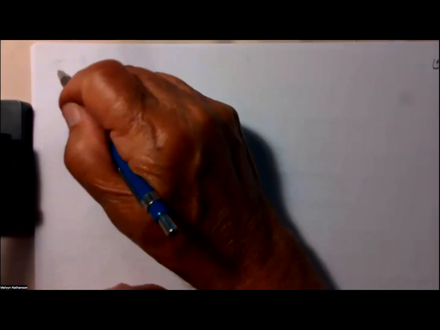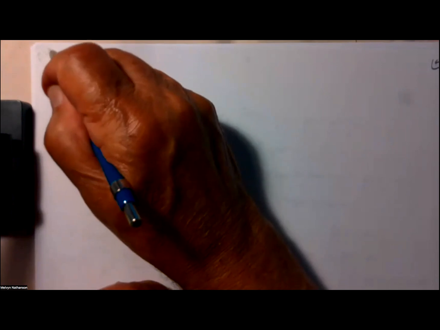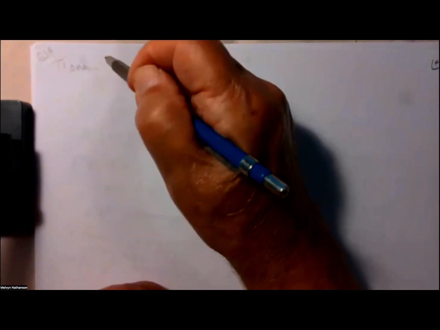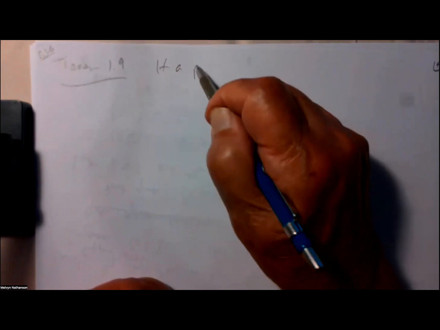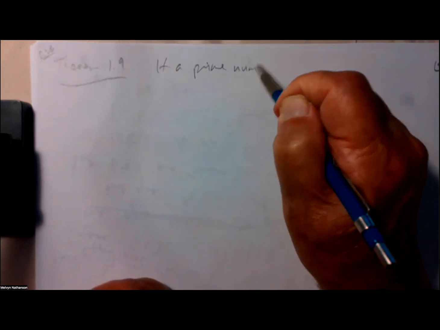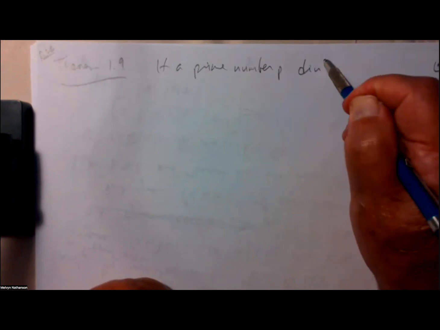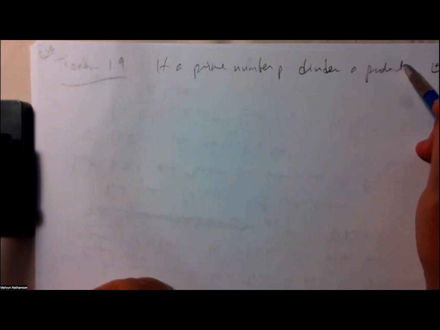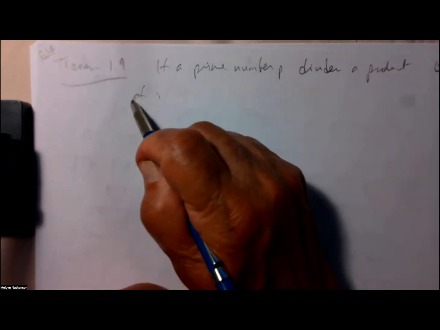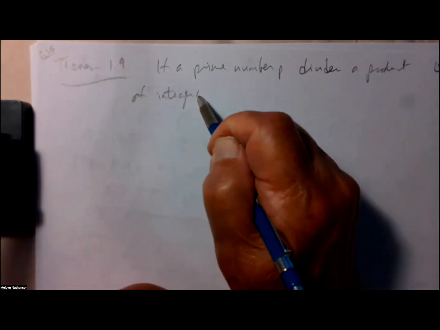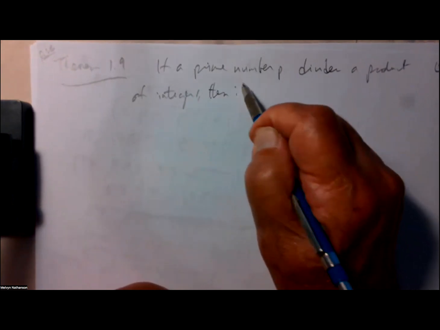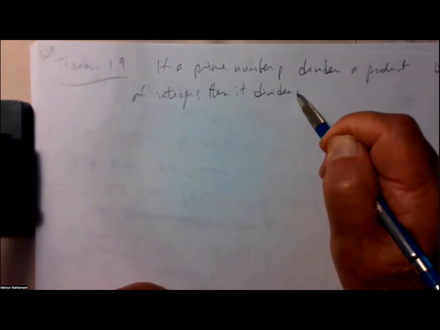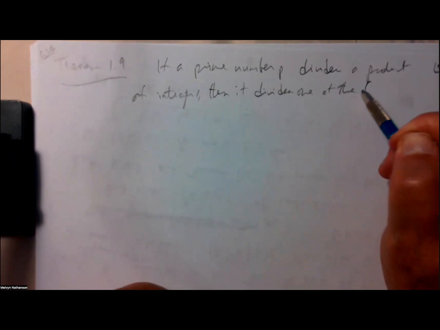So this in the text, this is on page 26 if you're following in the text, which is not a bad thing to do. Theorem 1.9, which says if a prime number p divides a product of integers, then it divides one of the factors.